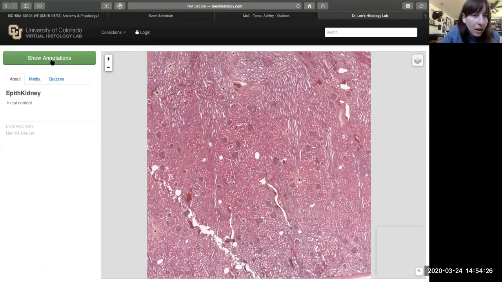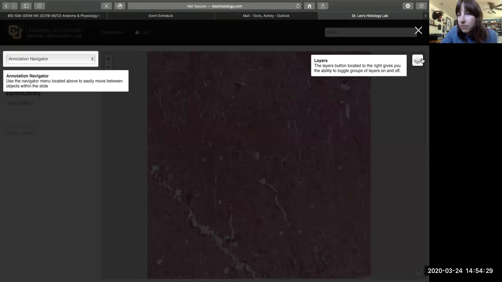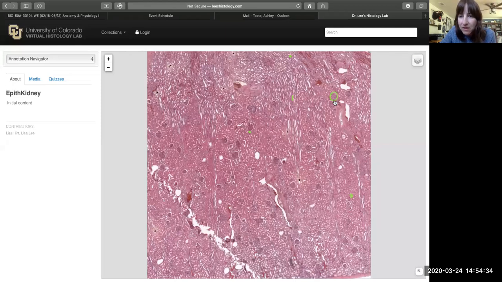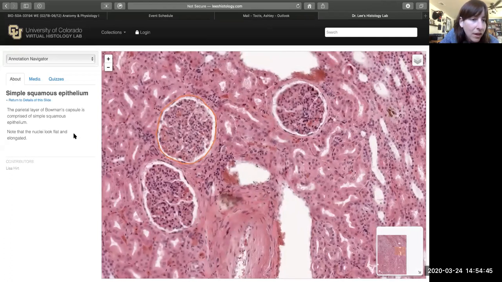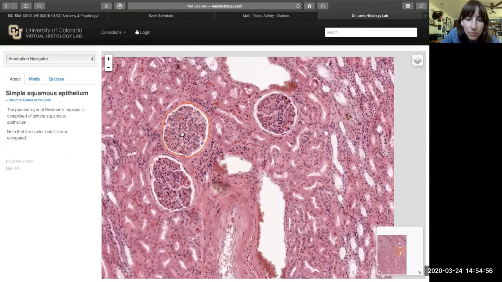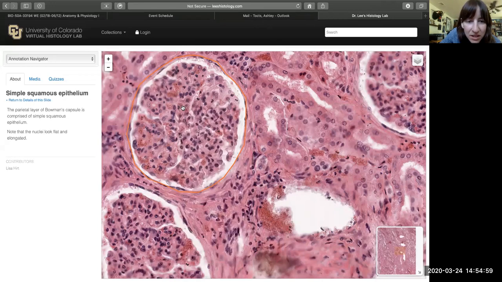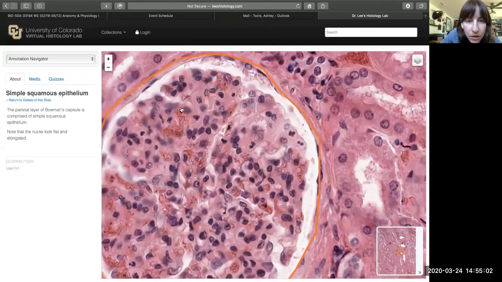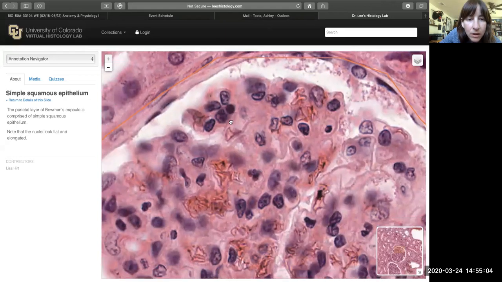Okay, so I'm gonna show annotations. Sorry, I have to keep moving you guys around. Okay, so we've got some things highlighted. This is another reason why I really like Dr. Lee's. This is really cool. So let's see, what's that? Tell me, what is this? All right, so this is exactly what I was looking for. This is a glomerulus, and the lining is simple squamous epithelium. So I'm gonna zoom in even more because I can, because this is awesome. Can I actually make the line go away?